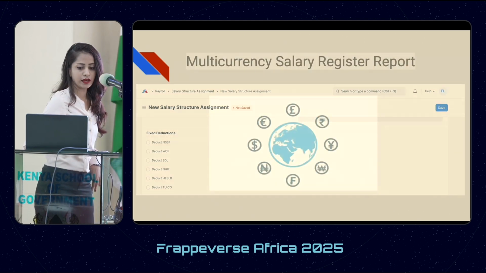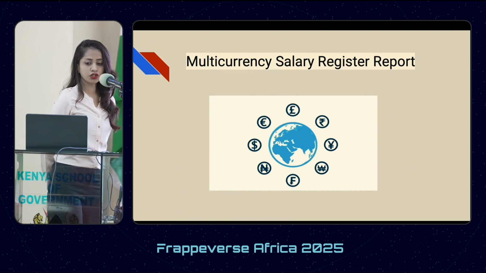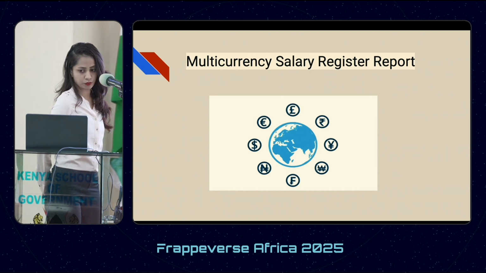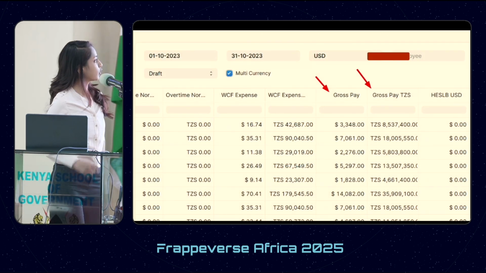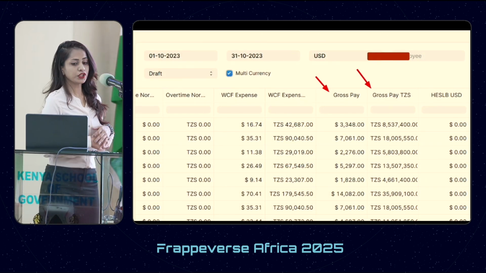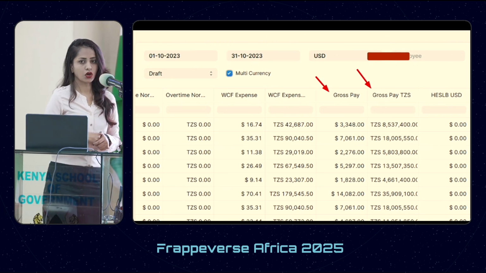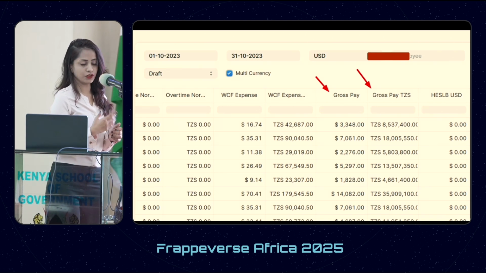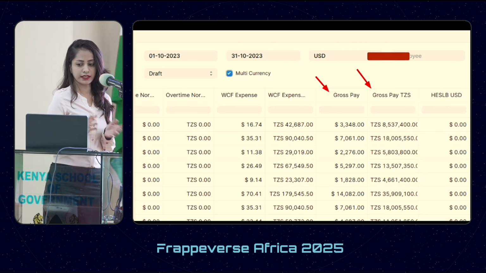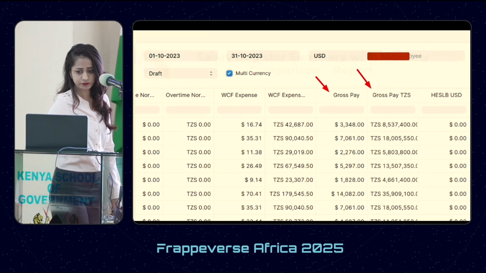Other enhancements we have are on reports. Our developers have created a report called Multi-Currency Salary Register Report. In this report, we have added a checkbox of multi-currency, which when ticked will show the amounts in different currencies. Let's take an example of an organization where the company currency is TZS and the employee is being paid in USD. It will show the components in both currencies, USD and TZS.